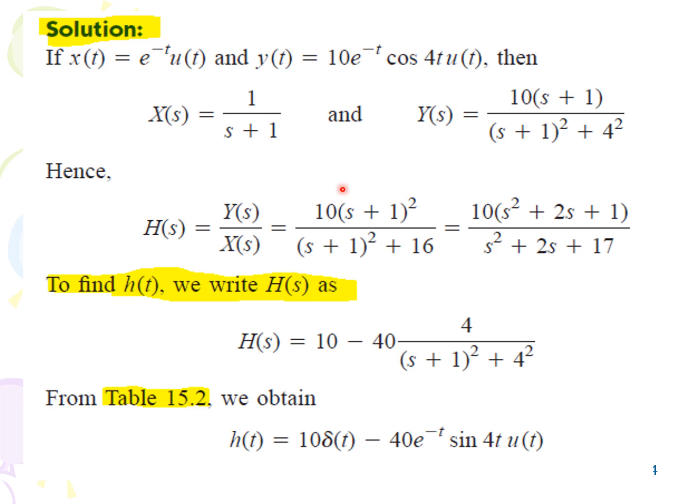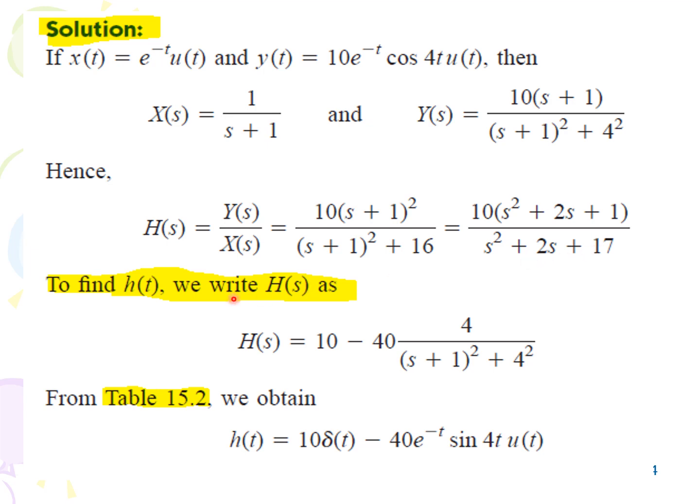Now we can easily find the transfer function, which is equal to Y(s) divided by X(s). Y(s) is given, X(s) is given. Now take the division of both. So that is, you see here, 10 (s plus 1) squared divided by (s plus 1) squared plus 16. You can expand the square term. So that is the final form of the transfer function.